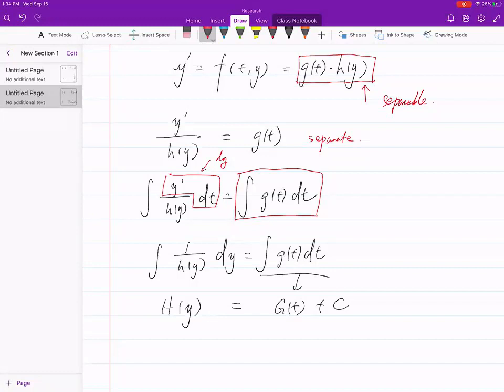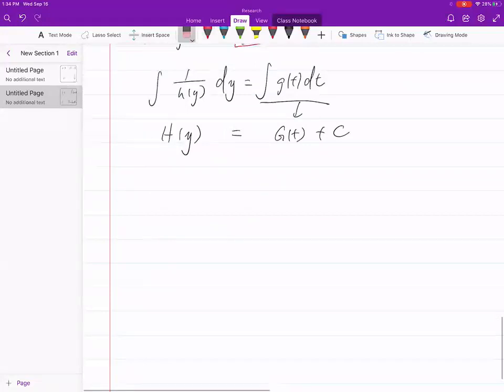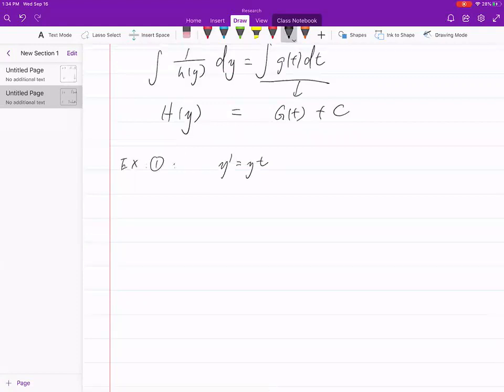All right, let's try some exercise. We finished the first one. Now let's try some exercise. Okay, let's say 1. Y prime equals yt. Number 1, I want to take the integration. Then I realize, I wish this y is not here because I want everything with respect to t. Suddenly I realize this is the y part, this is the t part, and it's separable.